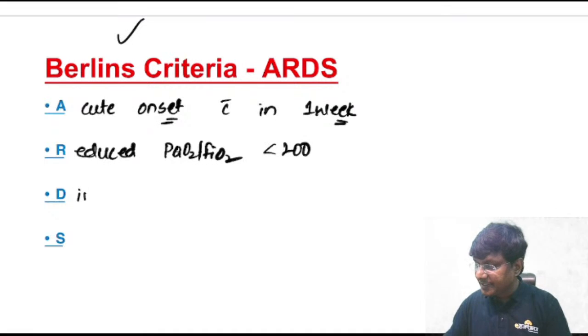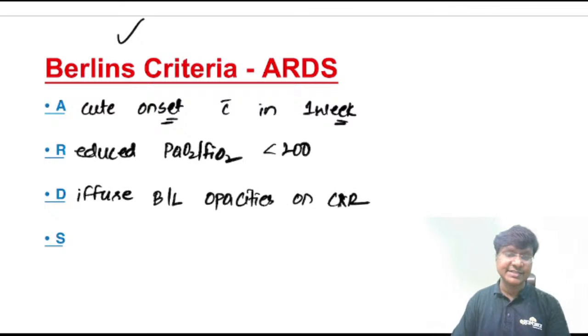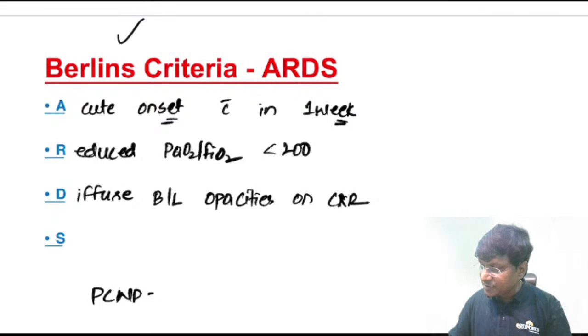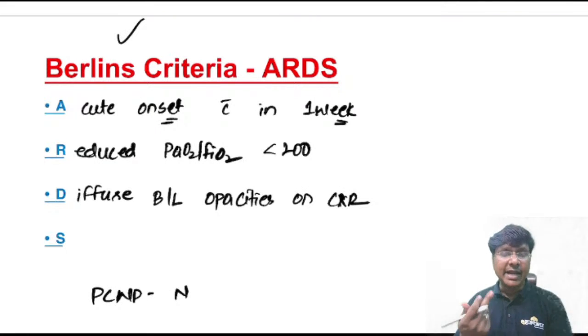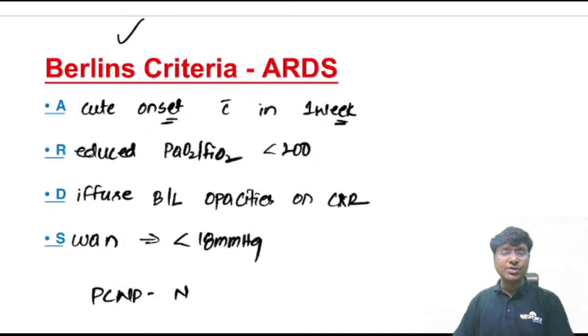D stands for diffuse bilateral opacities on the chest X-ray. And F stands for, actually, your ARDS is non-cardiogenic pulmonary edema. Your pulmonary capillary wedge pressure will be absolutely normal in ARDS. And how will you measure this pulmonary capillary wedge pressure? That is with the help of a Swan-Ganz catheter. So the Swan-Ganz catheter shows that there is a normal pulmonary capillary wedge pressure, that is less than 18 millimeters of mercury. So that is your Berlin criteria.